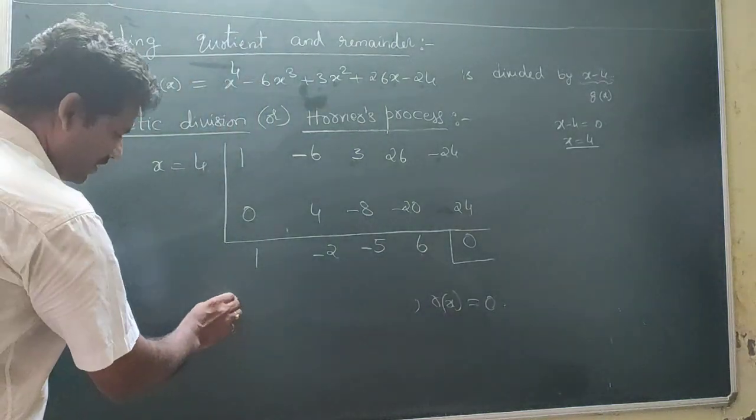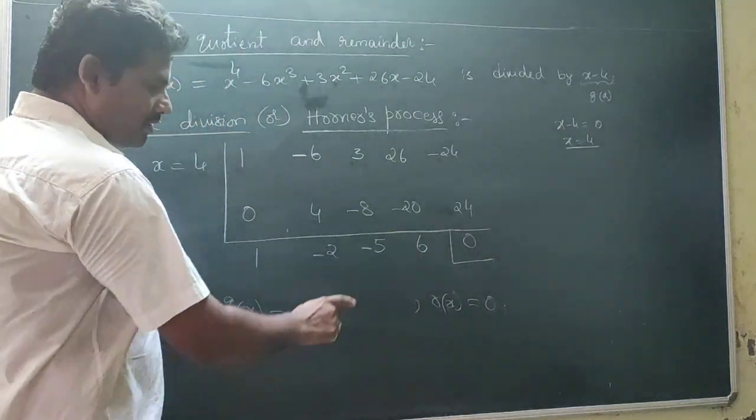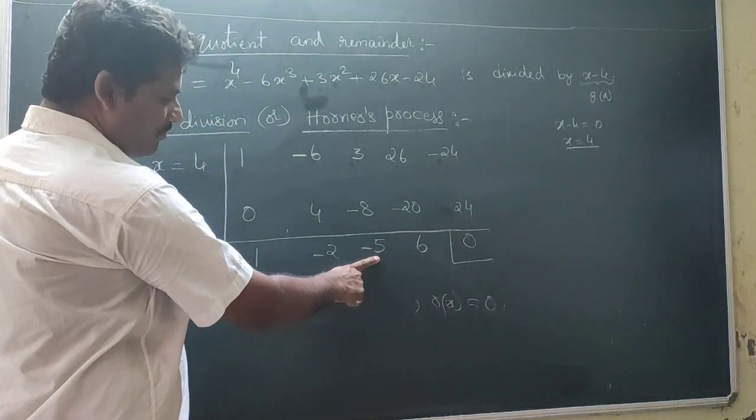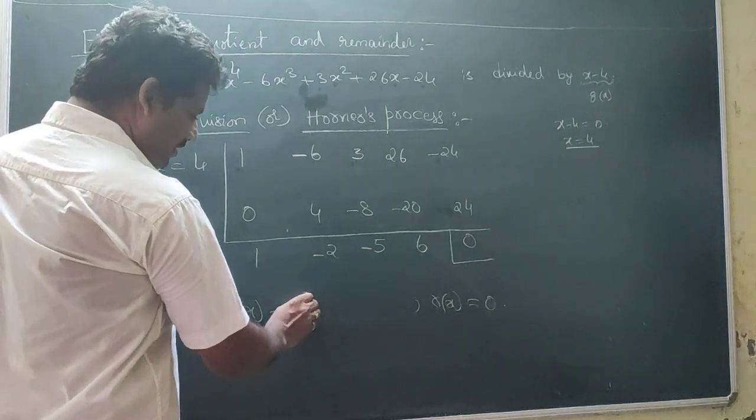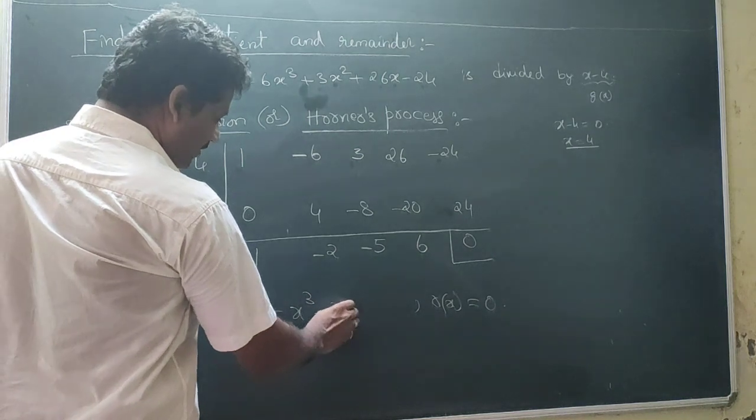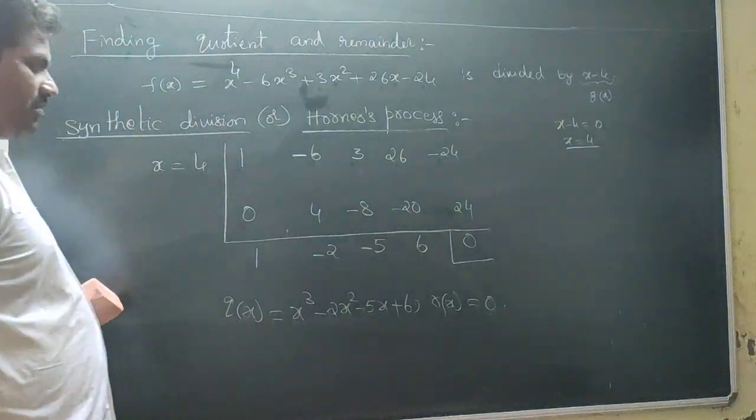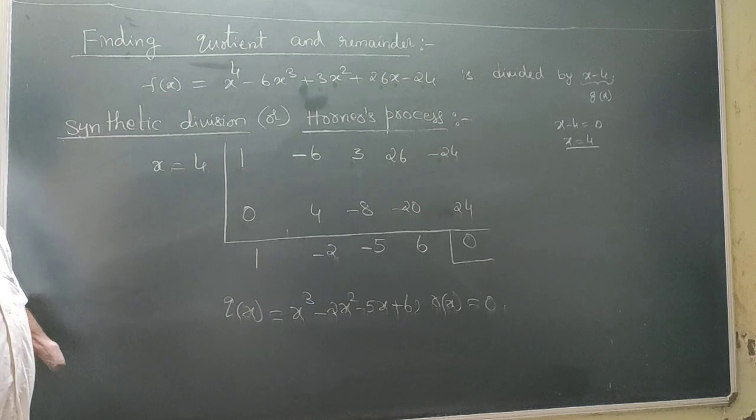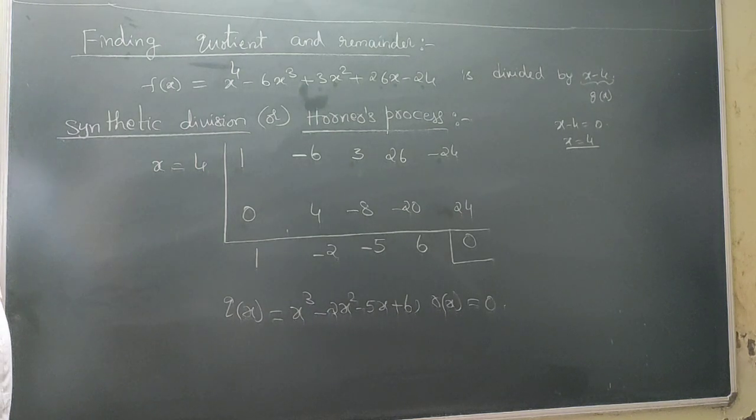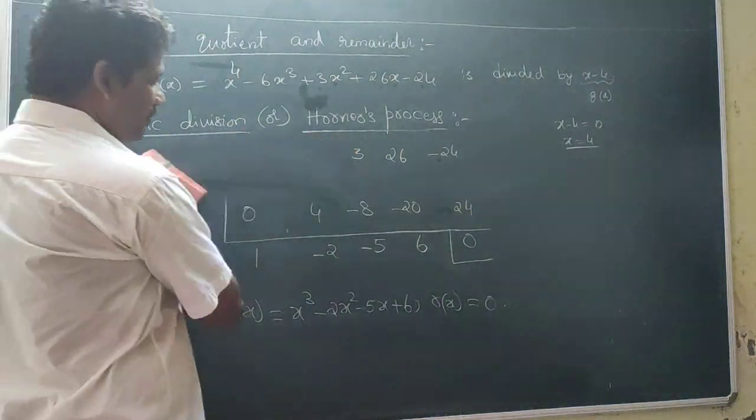Now, what is q of x? The quotient is: constant term, x square coefficient, x cube coefficient. 1 into x cube, minus 2x square, minus 5x plus 6. This is the quotient and the remainder. So, this is the simple method. This is called synthetic division or Harman's process. So once again I am telling you the whole thing.